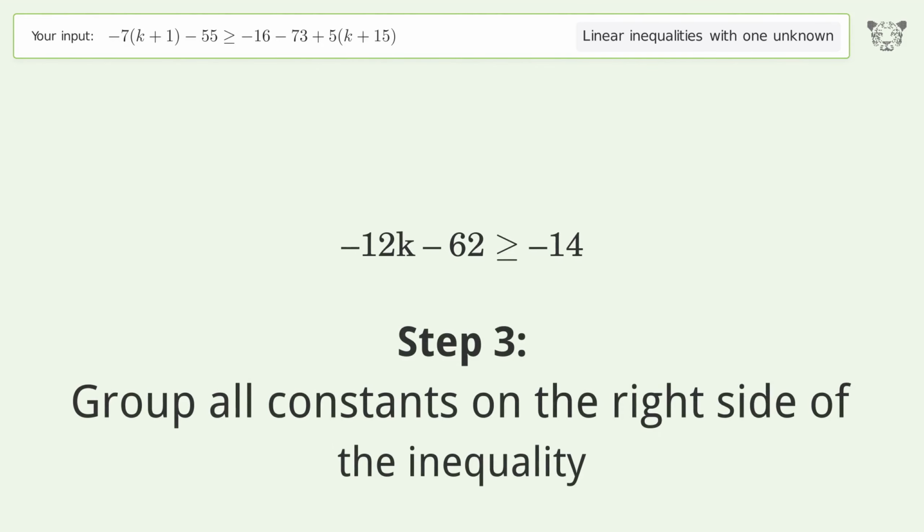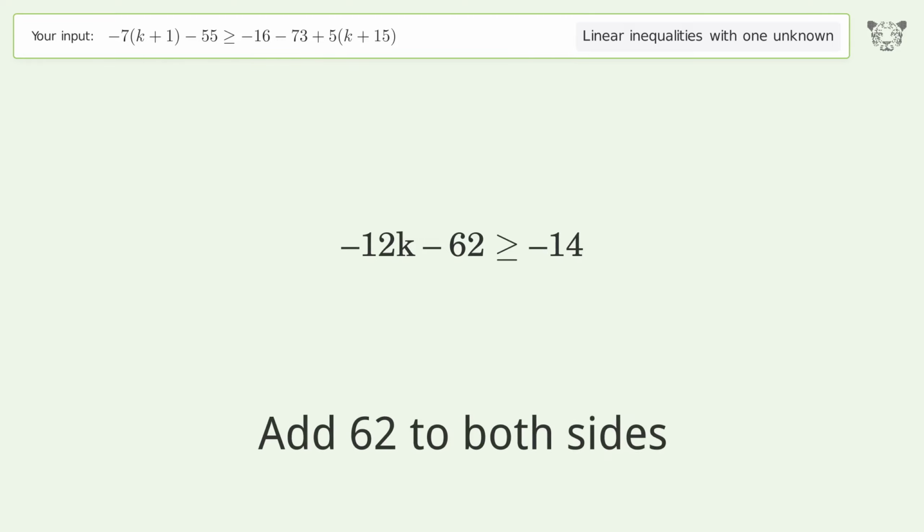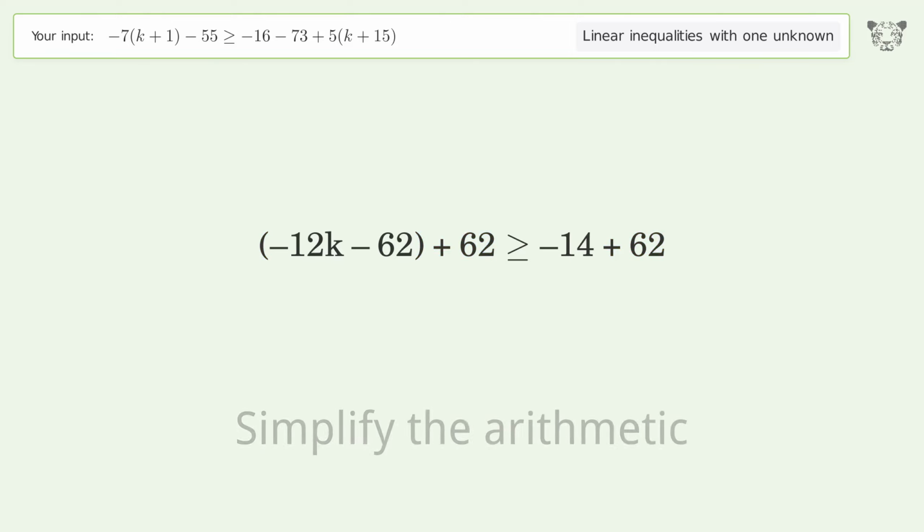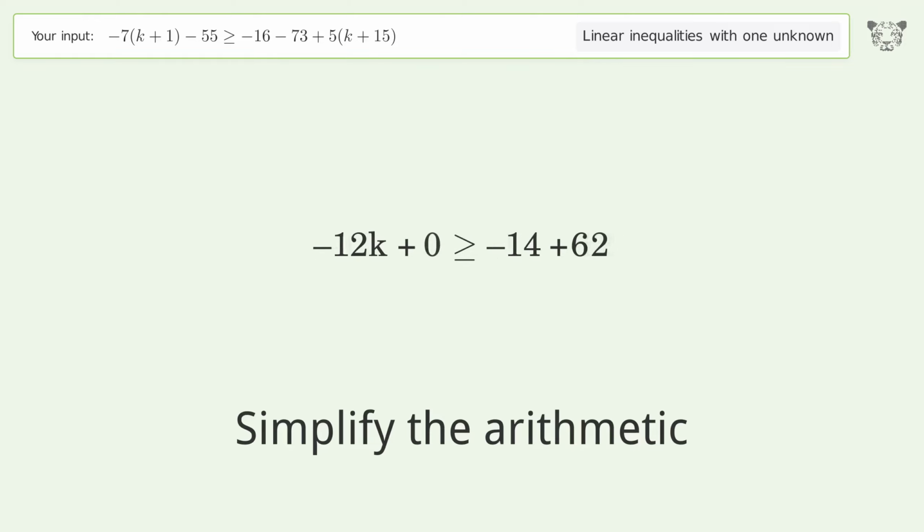Group all constants on the right side of the inequality. Add 62 to both sides. Simplify the arithmetic.